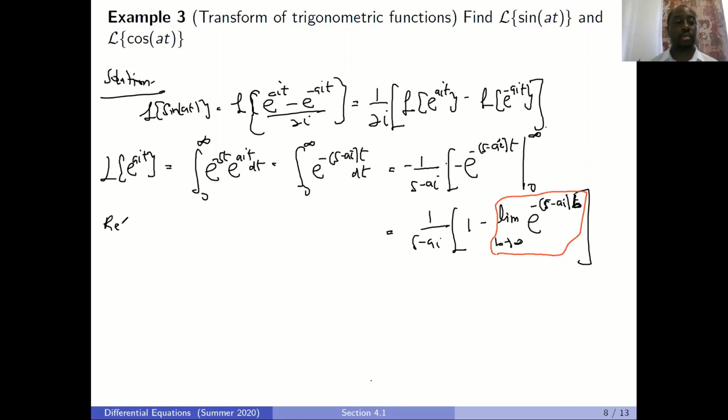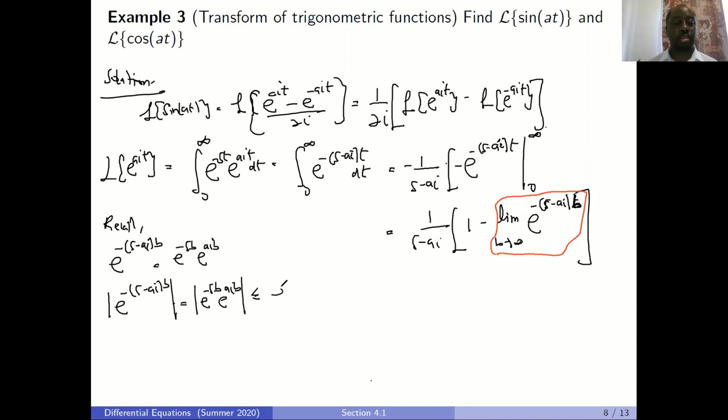So recall that e to the minus s minus ai b is e to the minus sb times e to the aib, right? And so if we take the absolute value of e to the minus s minus aib, this is going to be the absolute value of e to the minus sb, e to the aib, which is going to be bounded by e to the minus sb.